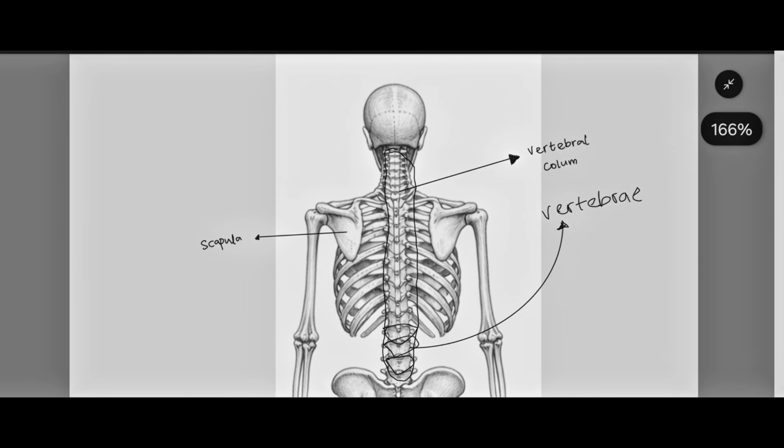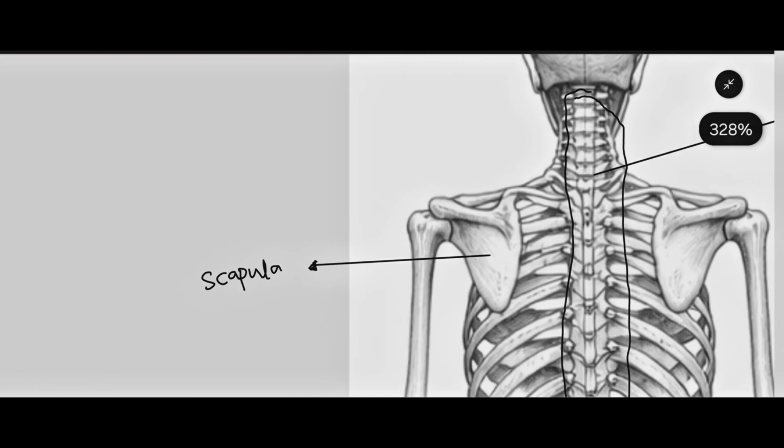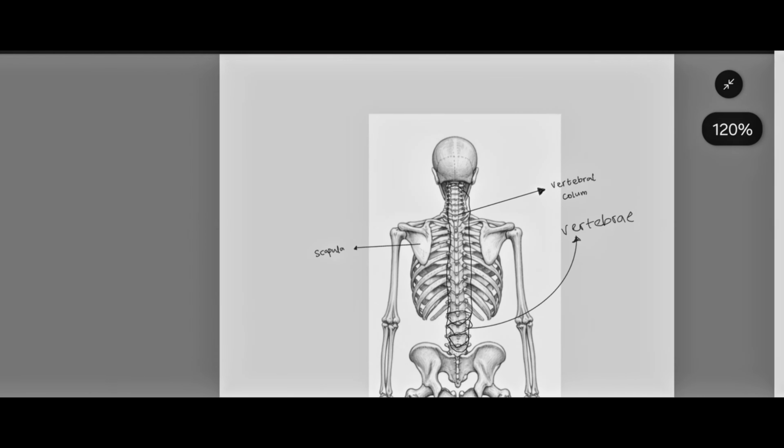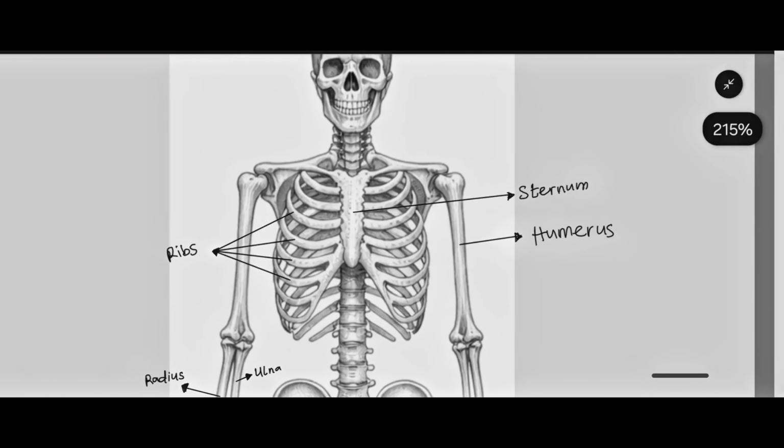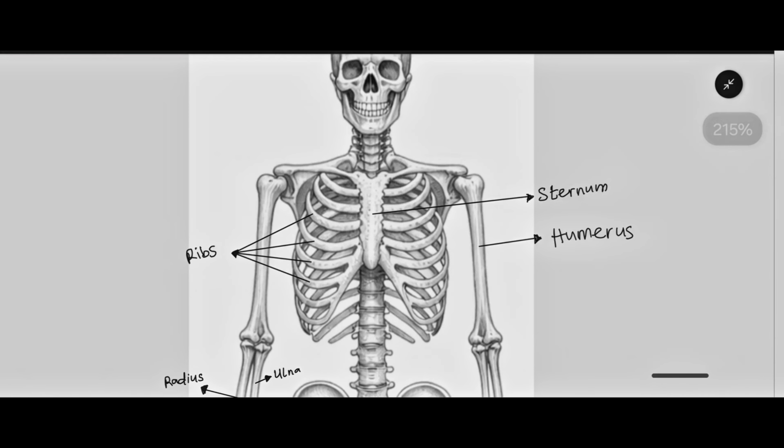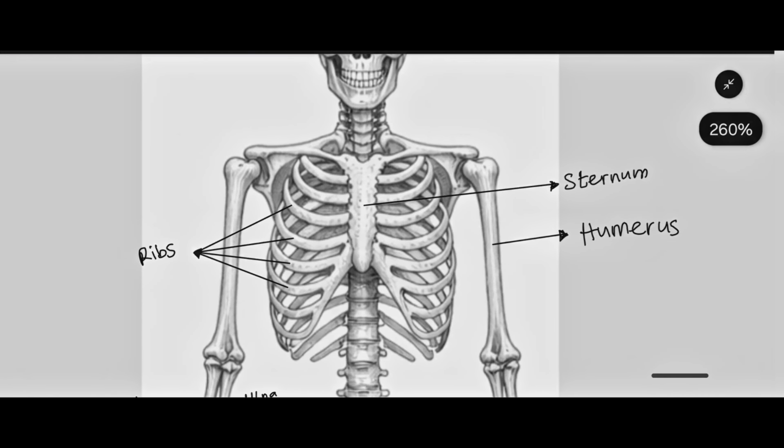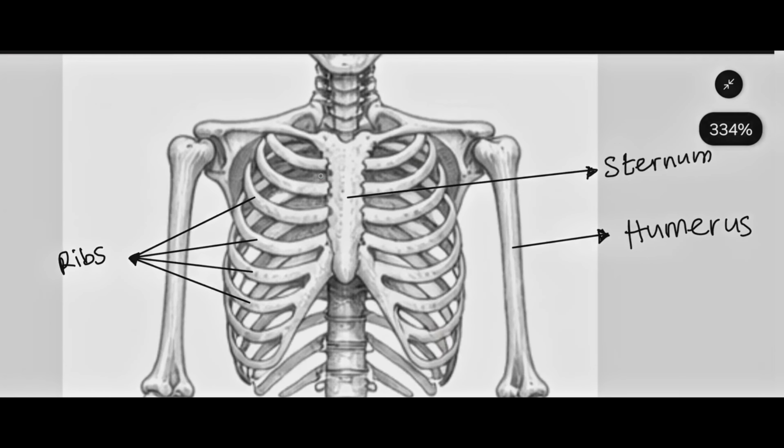At the shoulder, we have the scapula, which is your shoulder blade bone. And we also have the humerus, which is found at the upper arm here. At the chest, we have your ribs, which make up the rib cage, and the pelvis, which is this breastbone here in the middle.